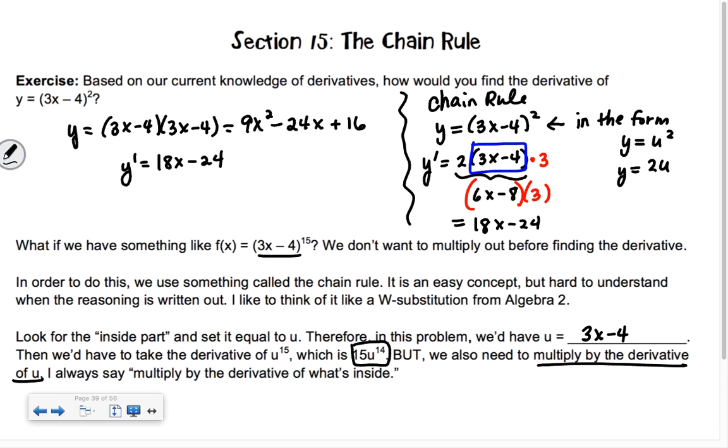Yes? Why was u only 3x in the first one, but it's the whole thing in the second one? It's not the whole thing. It's just this here. Yeah. That's the u. So it's u to the 15th there.